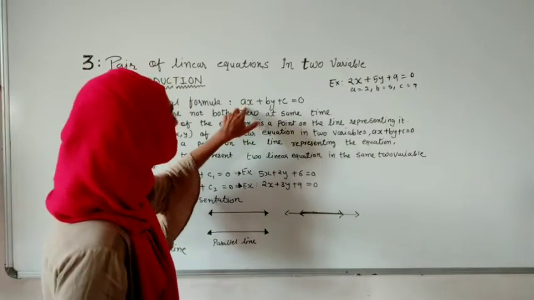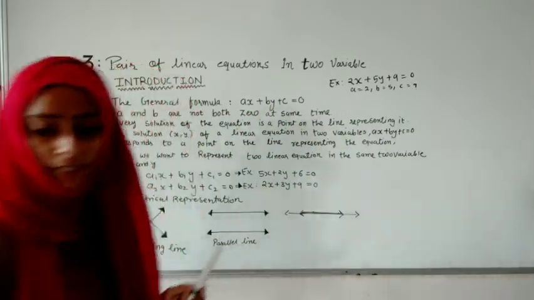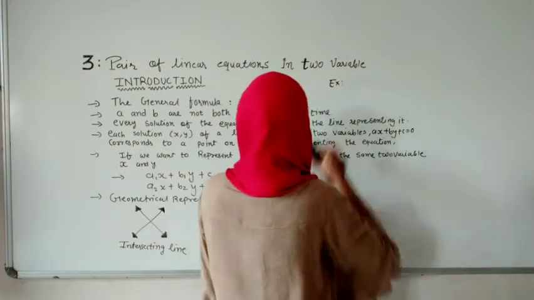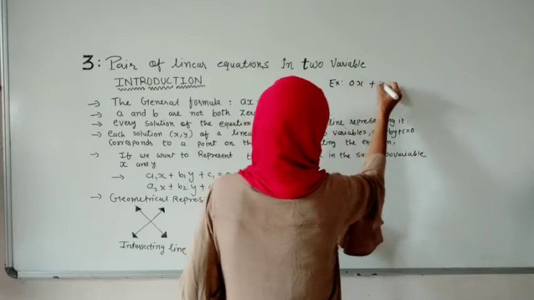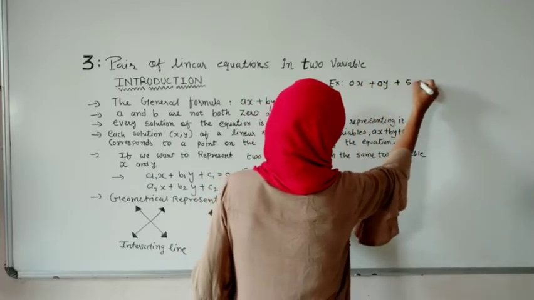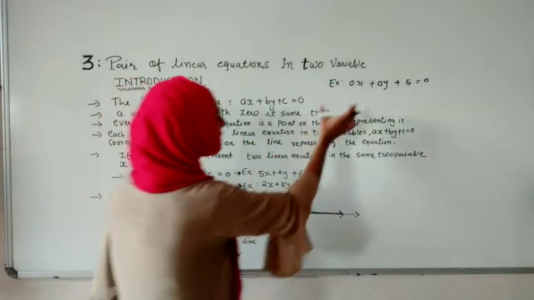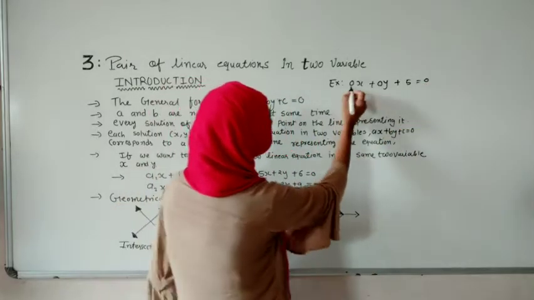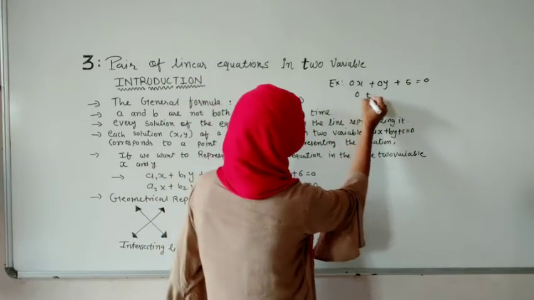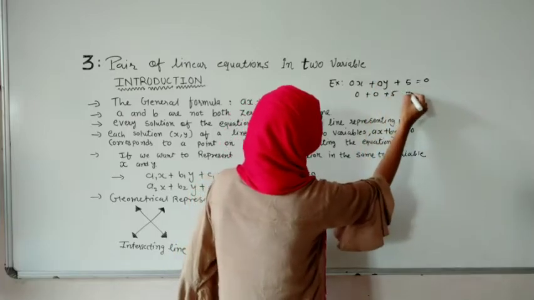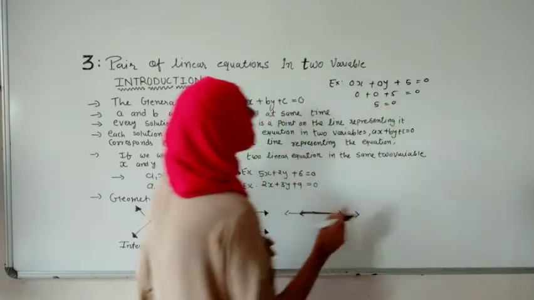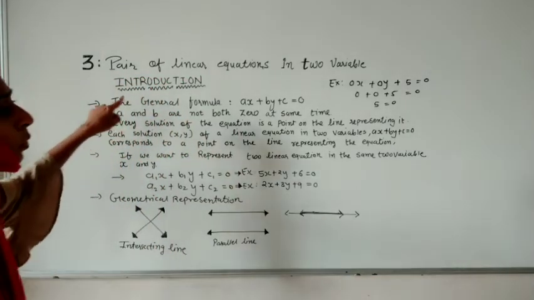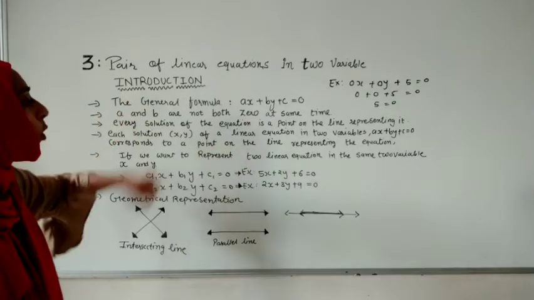That means a cannot be 0 and b cannot be 0 together. For example, suppose we are taking a as 0, means 0x plus 0y, and c we are having 5, and that is equal to 0. Because our general formula is in this form. So then what will happen? 0 into x will become 0, 0 into anything will become 0, and this will become 5, and 5 can't be equal to 0. So that's why they told that at one time a and b both cannot be 0.